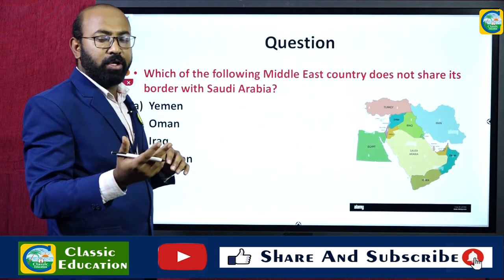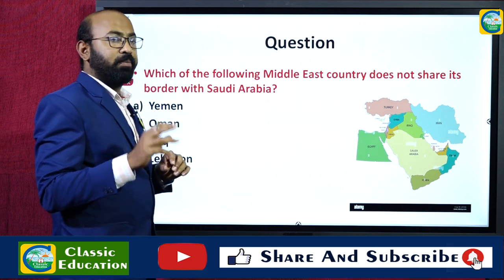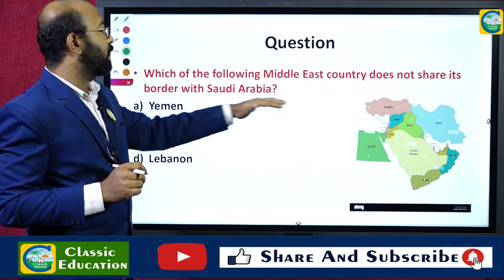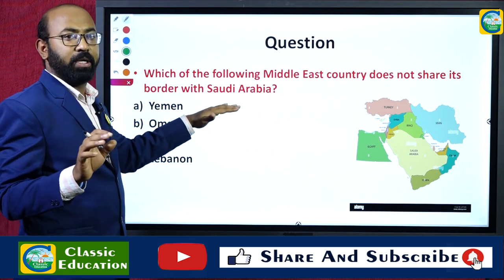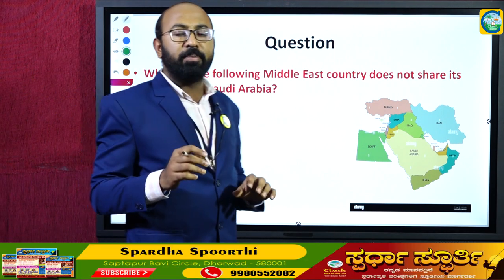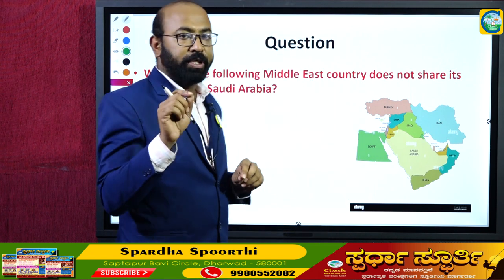Now, before going deeper into the discussion, I want to ask you one question related to mapping. Which of the following Middle East countries does not share its border with Saudi Arabia? Among these, Yemen, Oman, Iraq and Lebanon, you have to tell me which country does not share its border with Saudi Arabia.